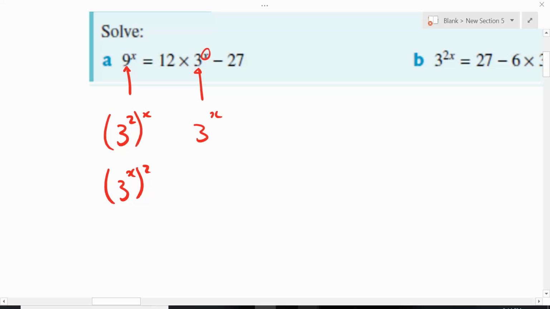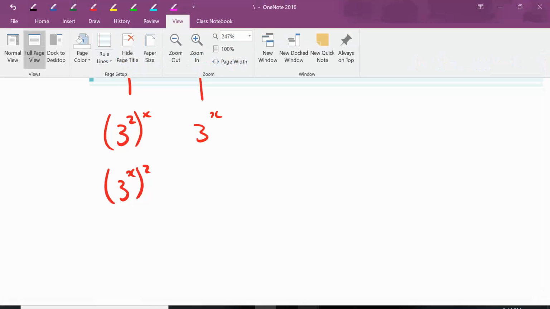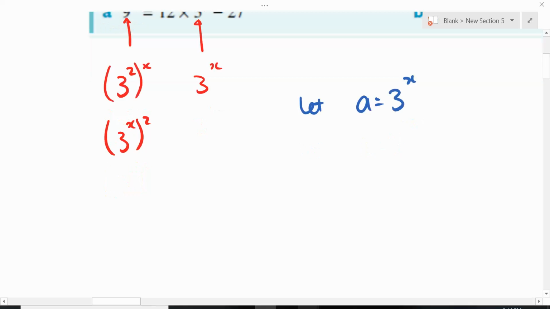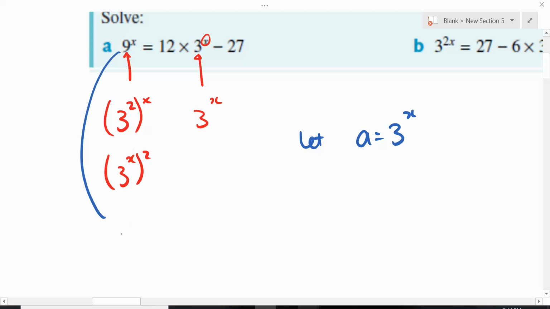If you can find something that you can repeat, do what I'm trying to teach you here. Use something like this. If I said, let a equal 3 to the power of x, suddenly your problem gets easier. Why is that? Instead of 9 to the power of x, I now have a to the power of 2, because I'm replacing 3 to the x.